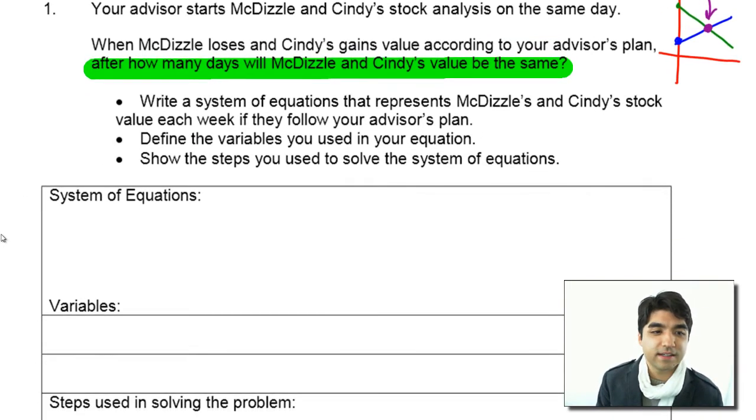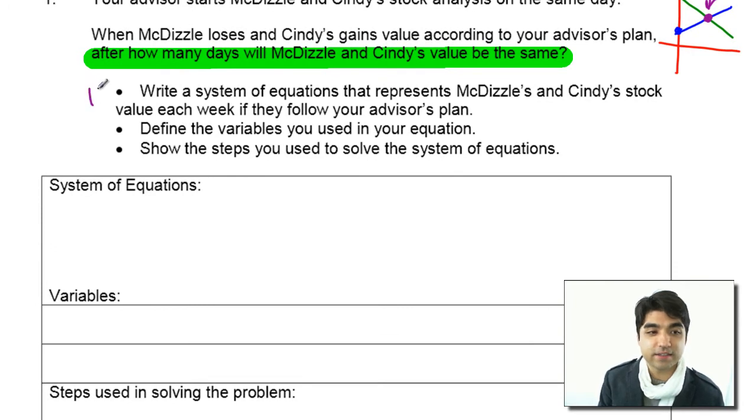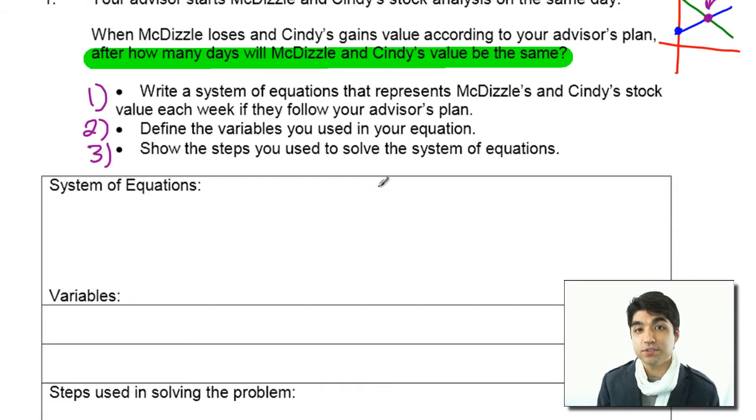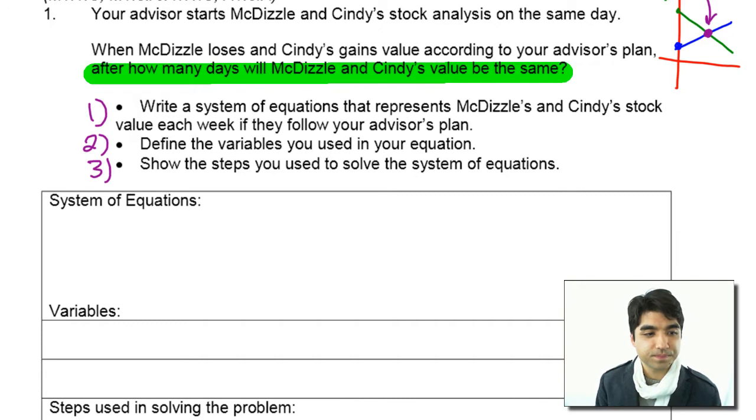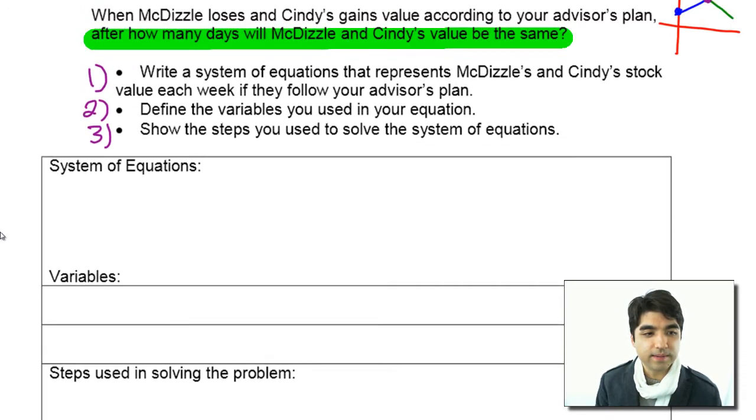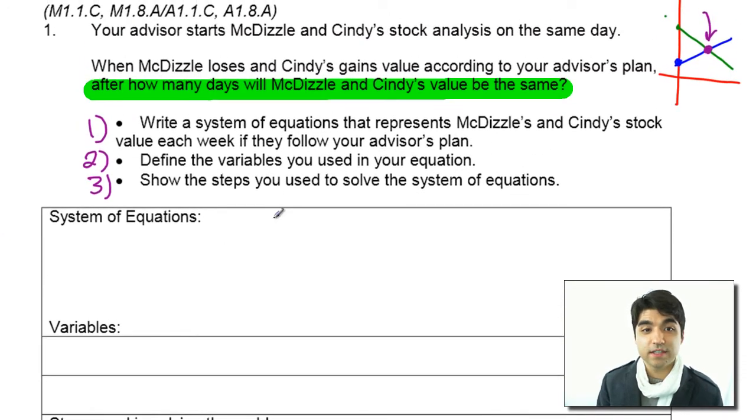So anyways, it says we got three things here. One, we need to write a system of equations that represents mcdizzle's and Cindy's stock value each week if they follow your advisor's plan. Two, define the variables you used in your equation. And three, show the steps you use to solve the system of equations. Okay, so we need to create our system of equations.